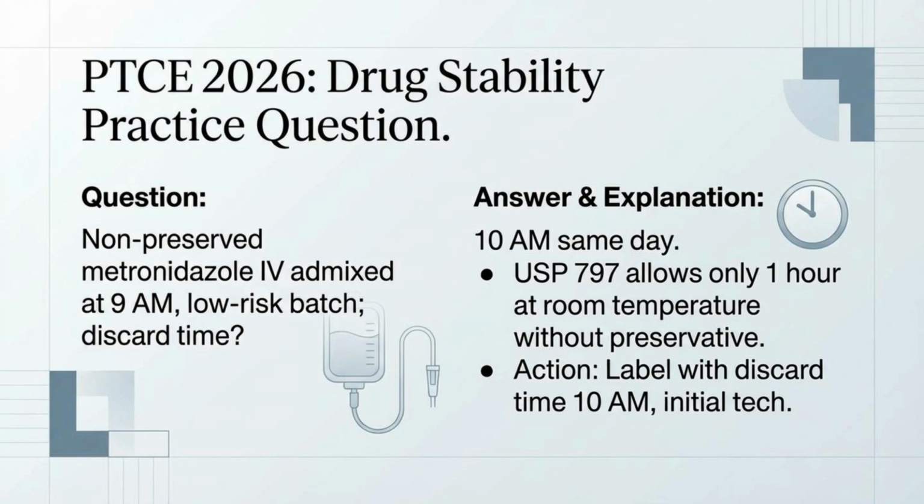A non-preserved metronidazole IV, admixed at 9 a.m. in a low-risk batch, has a discard time of 10 a.m. the same day. USP 797 permits only 1 hour at room temperature without a preservative.